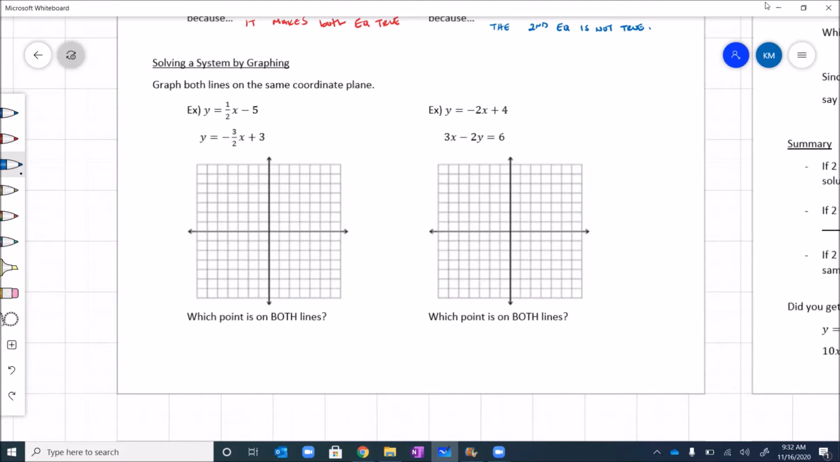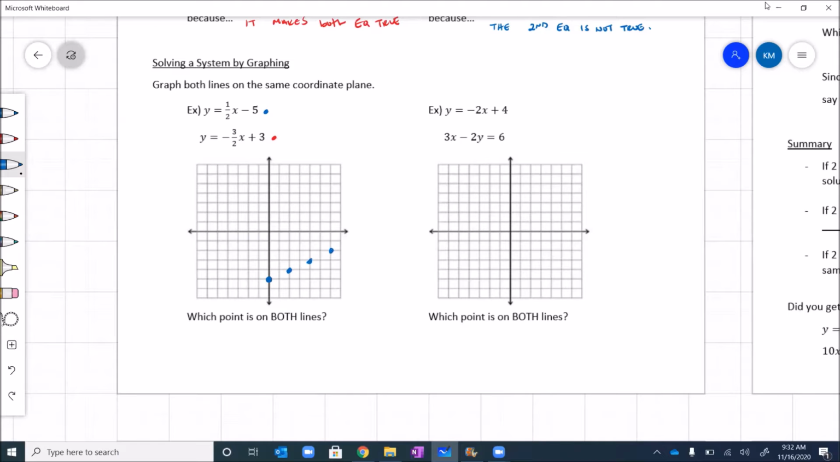So I'll graph these in different colors just so they're a little bit easier to see. Okay, so first one we have y equals 1/2 x minus 5. This is in slope-intercept form, which is nice for us. Our intercept is -5, 1, 2, 3, 4, 5. Our slope is 1/2, goes up 1 over 2, up 1 over 2.